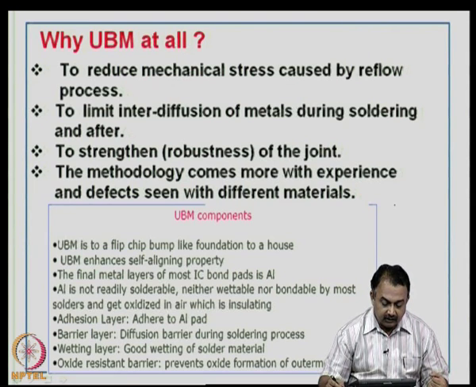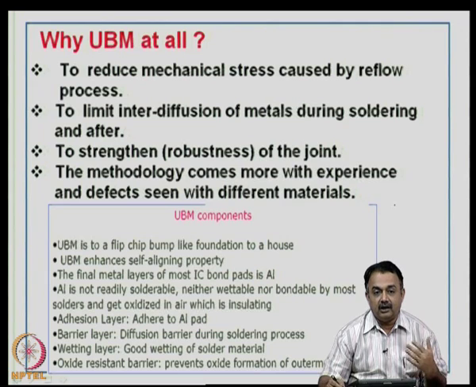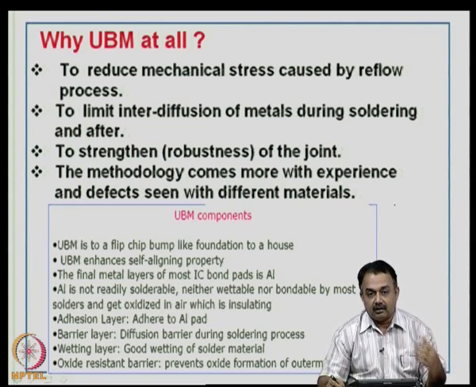The final metal layer of most IC bond pads is aluminum. Aluminum is not readily solderable, neither wettable nor bondable by most solders, and it gets oxidized in air, which is insulating. Therefore, we add the adhesion layer, the barrier layer, the wetting layer, and finally an oxide resistant barrier, and then comes your solder coating.